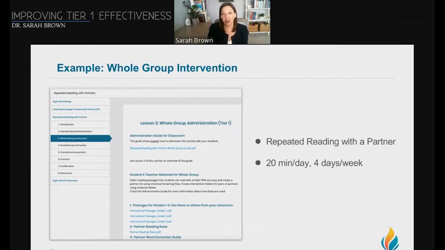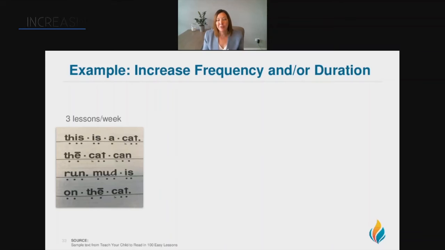What we see is that in very short amounts of time, we see large student gains in skills through that type of whole group intervention. We're not often thinking about the amount of time that we're giving. So that idea of protected instructional time, or what we can gain by increasing instructional time, is really powerful. This is just a sample text from a book that I had on my shelf, which is Teach Your Child to Read in 100 Easy Lessons. It's essentially a curriculum for parents.